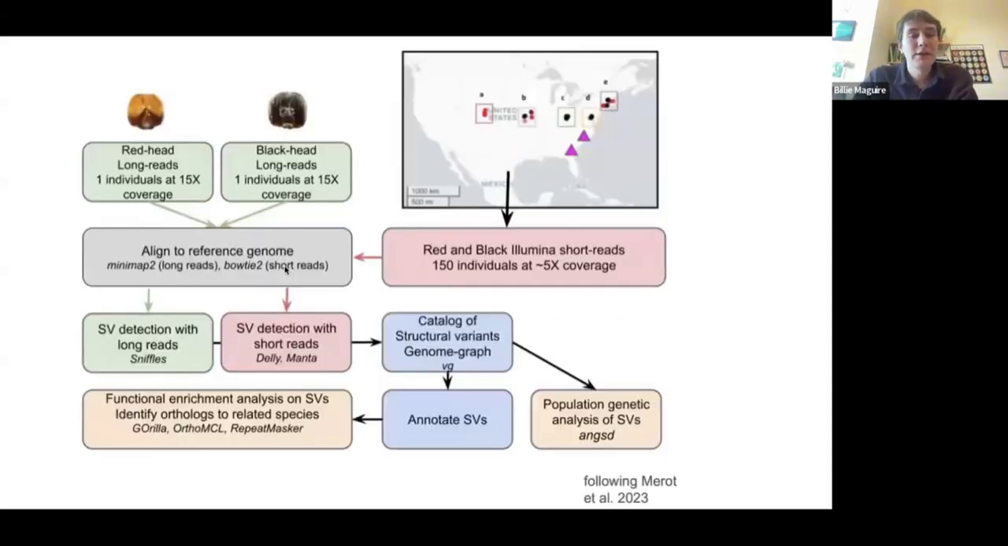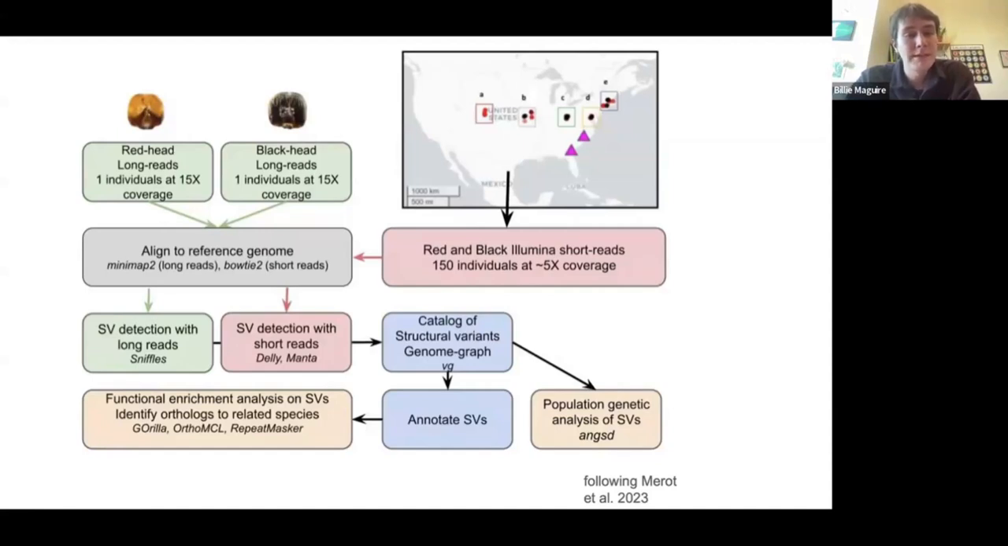And so here's a little figure that shows an outline of how I plan to do this. The first step would be to sequence a single redhead individual and a single blackhead individual at high coverage for long read data. And long reads are advantageous for detecting structural variants because the reads are long and they span the entire width of the structural variant. So it allows you to confidently assess structural variants and discover them de novo.